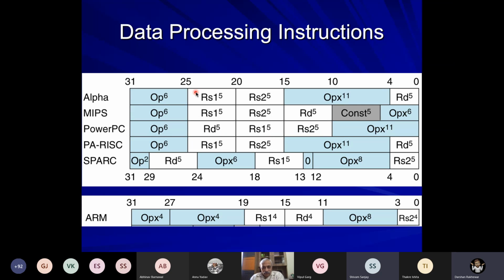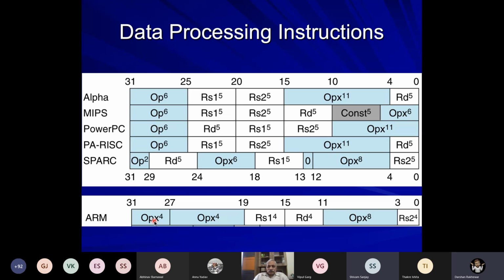There is a lot of commonality between some of these. Spark is a bit different, where opcode is spilled onto this field and this field. Okay. In ARM, the first field is the condition field. So I'm including that also as in a way specifying the opcode.